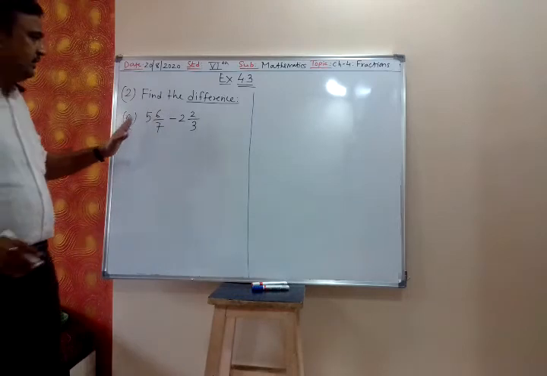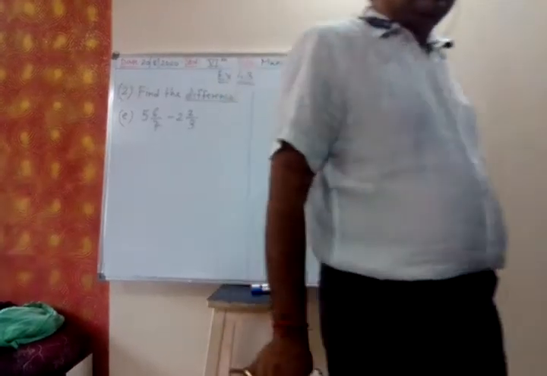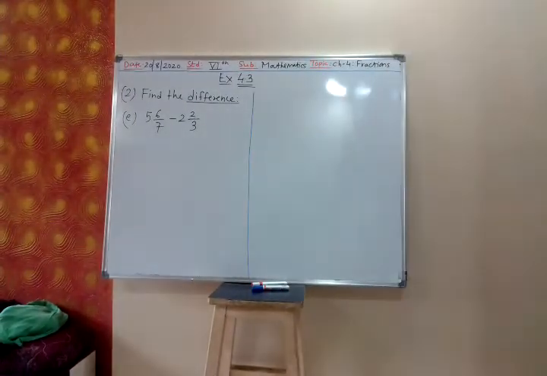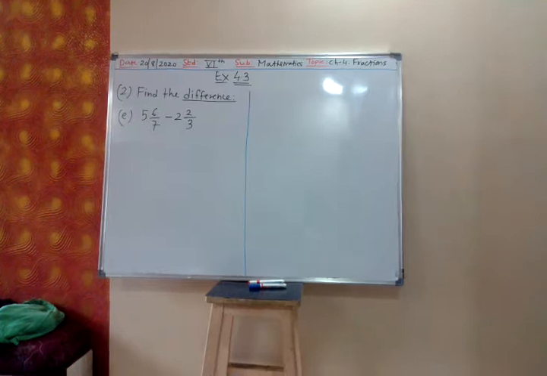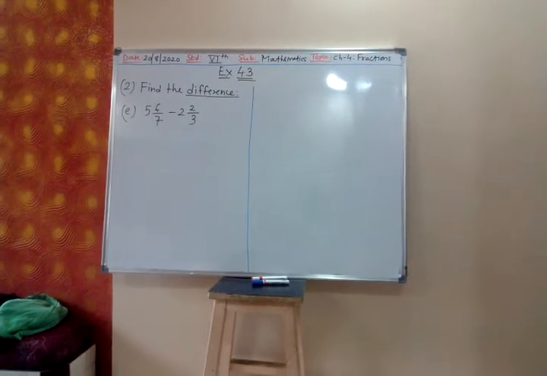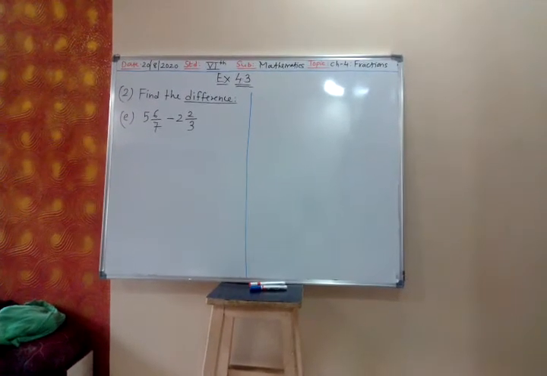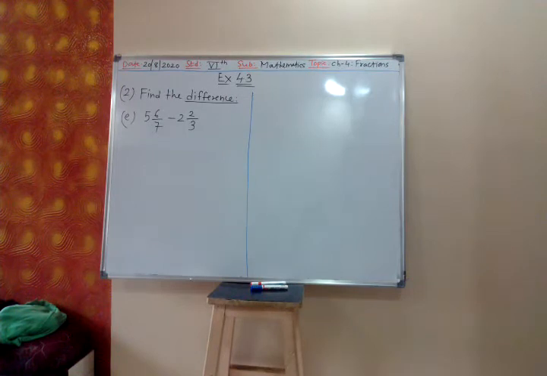It is very much clear, right? E is given mixed fraction 5:6/7 minus 2:2/3, 2:2/3. Yes, it is clear, right?